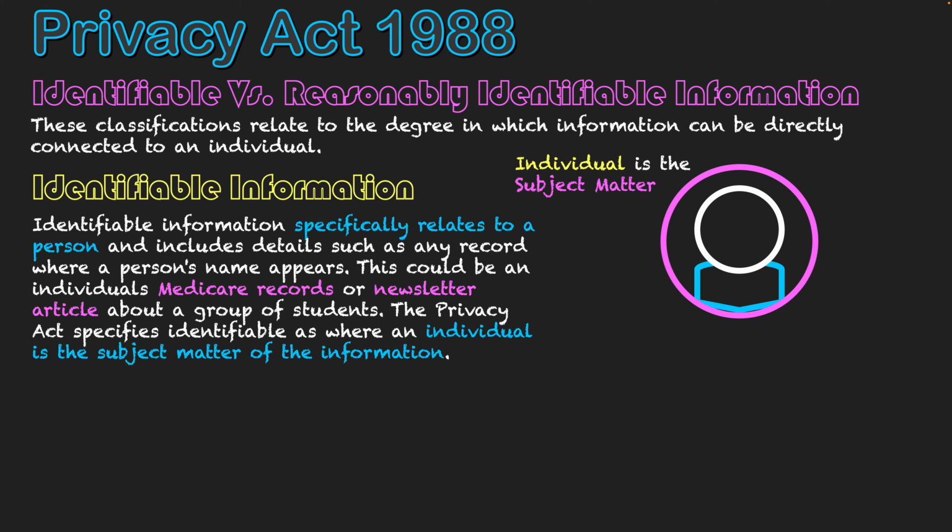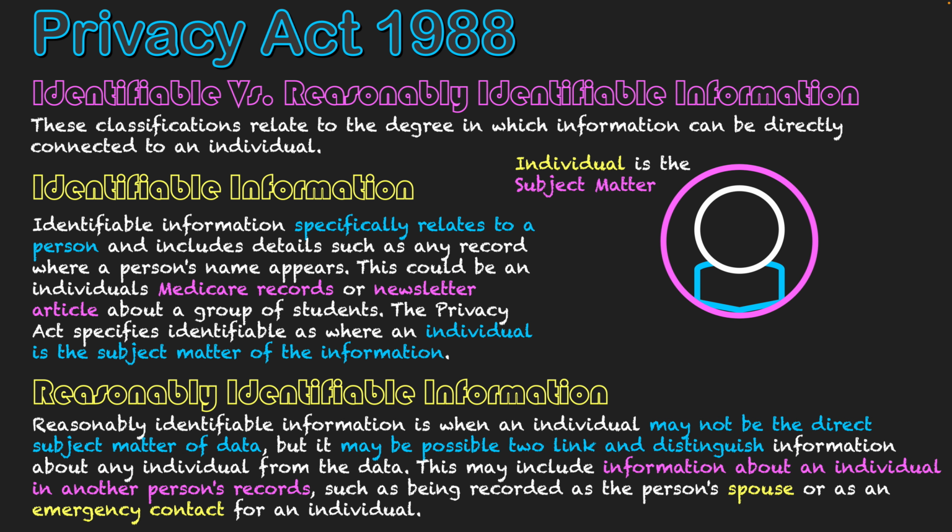The next category is reasonably identifiable information, where an individual might not be the direct subject matter, but it may be possible to link and distinguish information about them from the specific data. This may be in the form of information about an individual in another person's records, such as their spouse. Their spouse might be listed as their emergency contact, or the individual could be their spouse's emergency contact. In that case, when they are the emergency contact, they are reasonably identifiable.